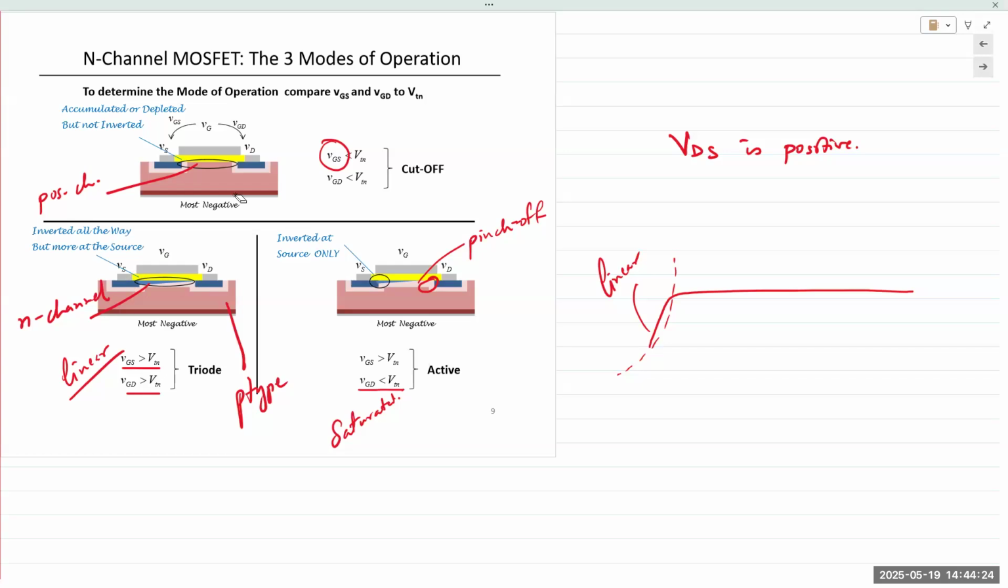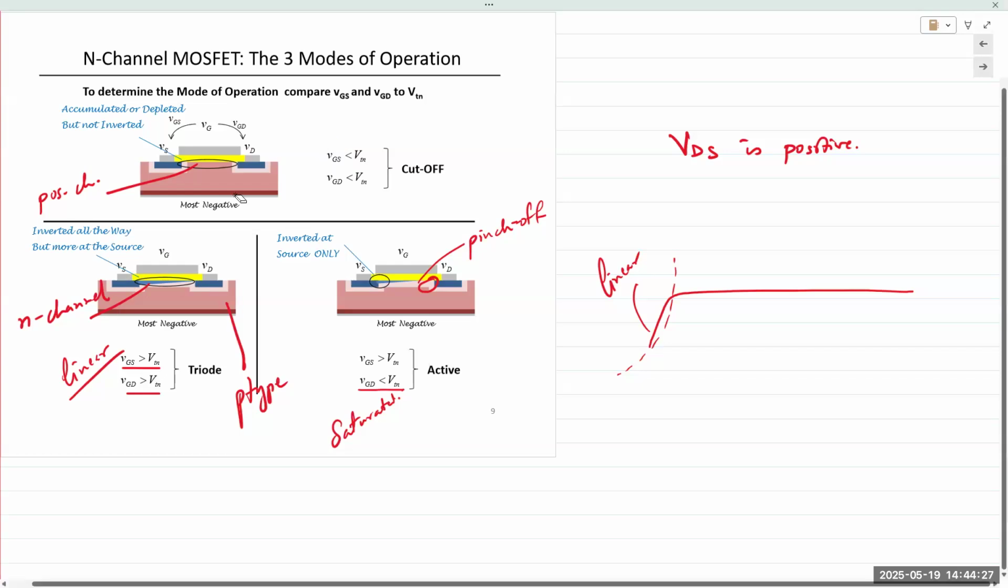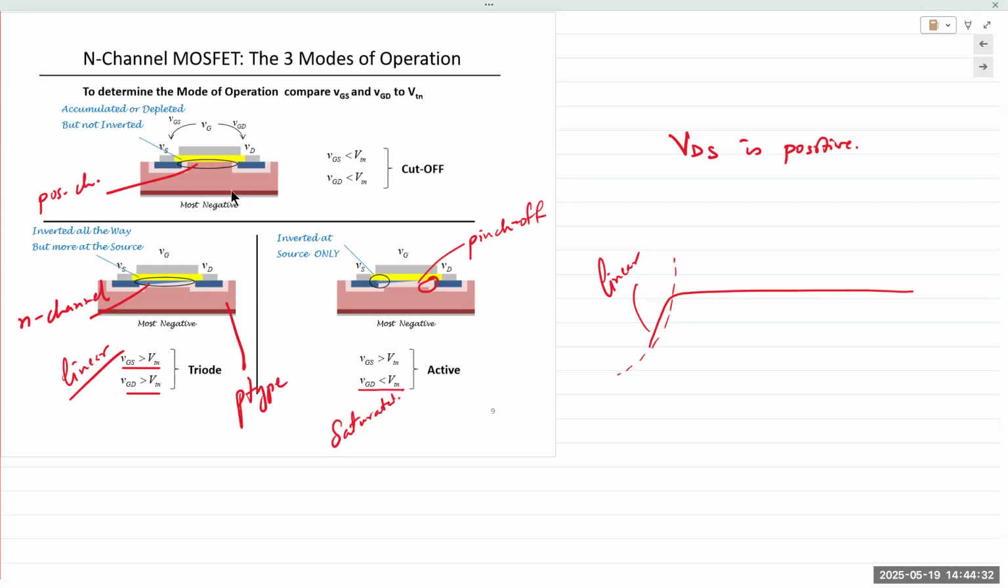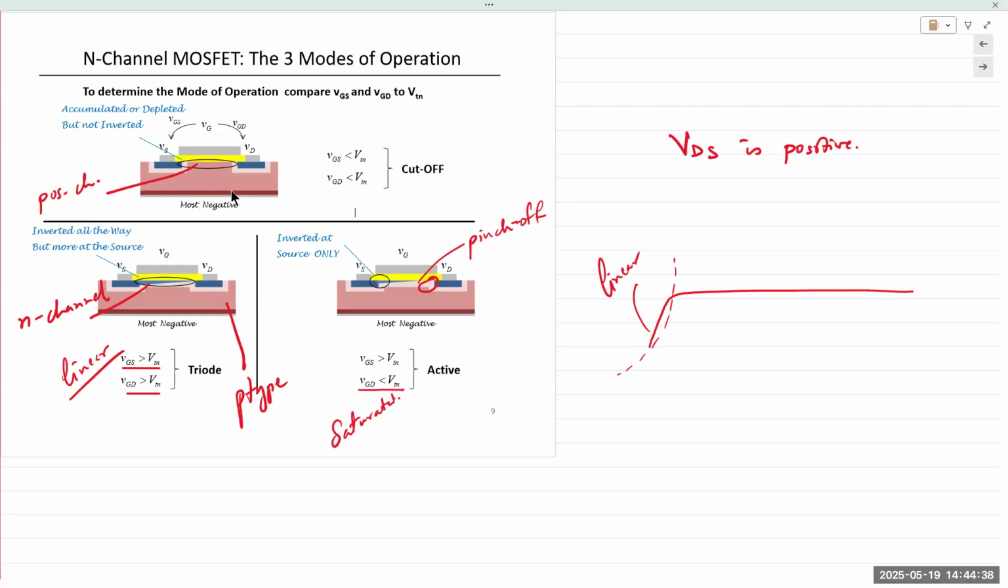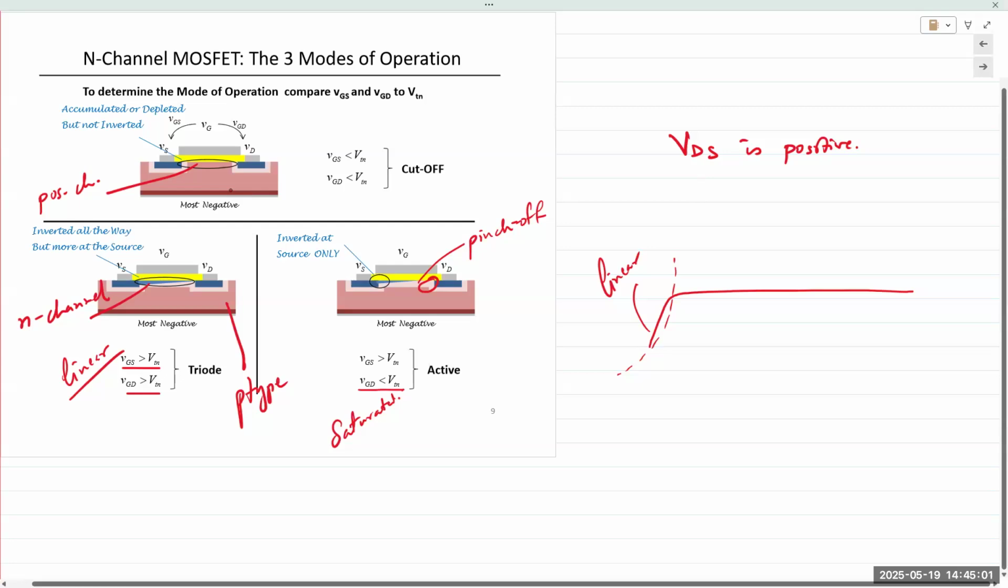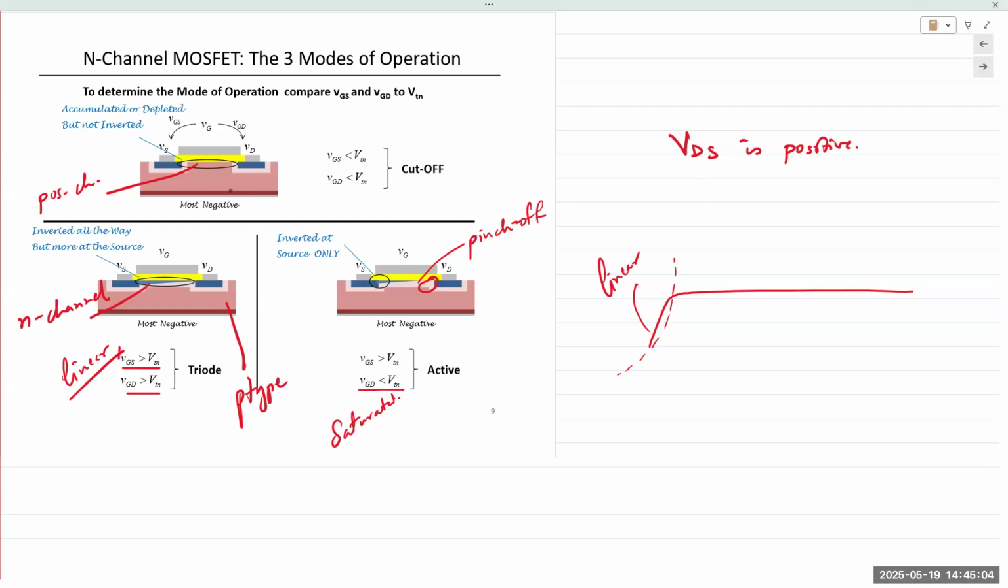Based on these conditions, we have three modes of operation. When the channel does not exist, the device is cut off. As you slowly start to increase the voltage, electrons are pulled forward and the channel starts to form. The minimum level of voltage for VGS that is required to establish the channel is known as the threshold voltage. That is the minimum threshold level that VGS needs to overcome. And so VGS must be greater than the threshold voltage VTN.